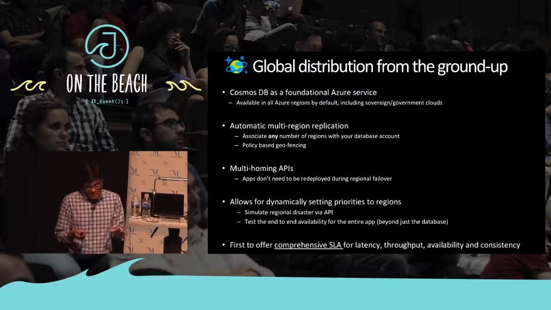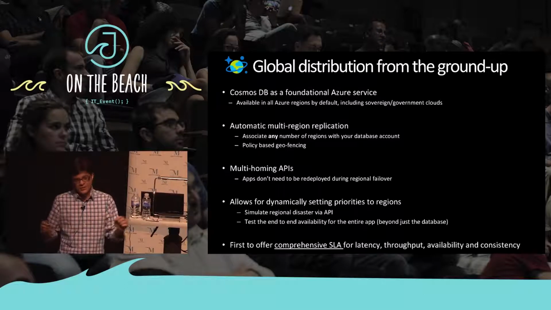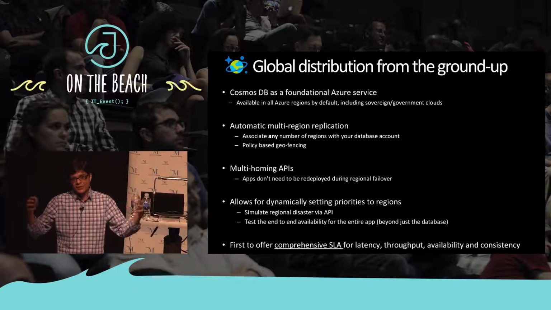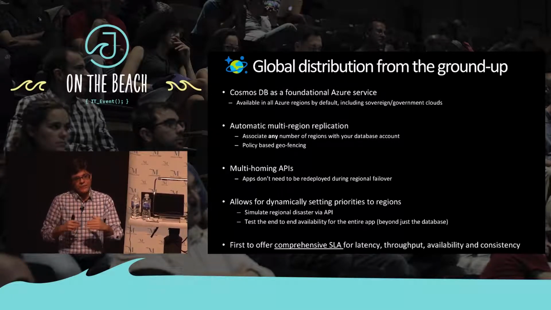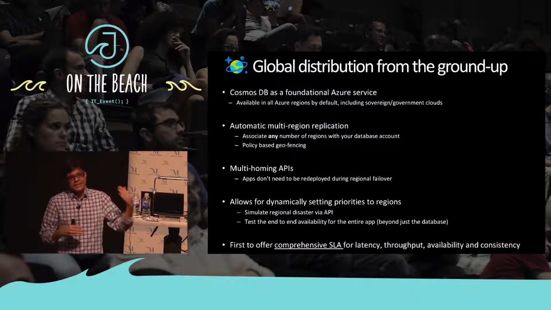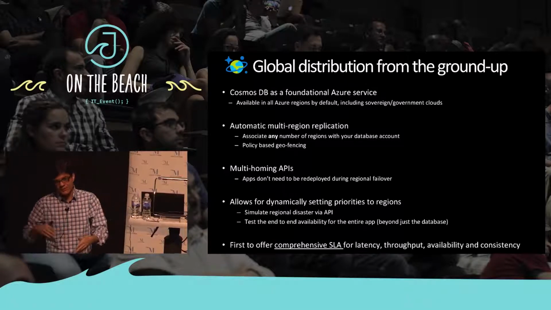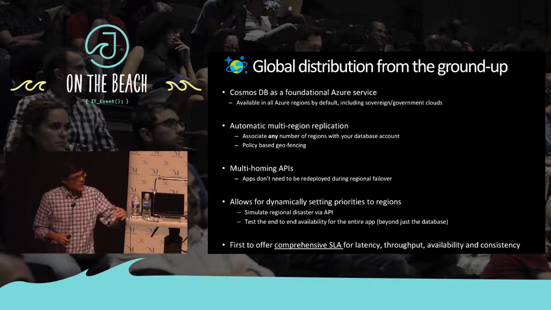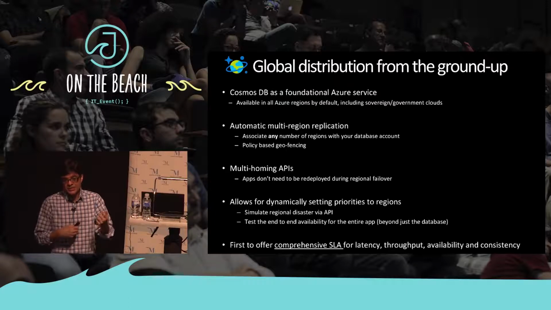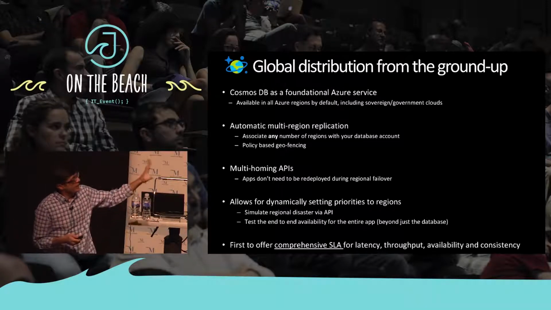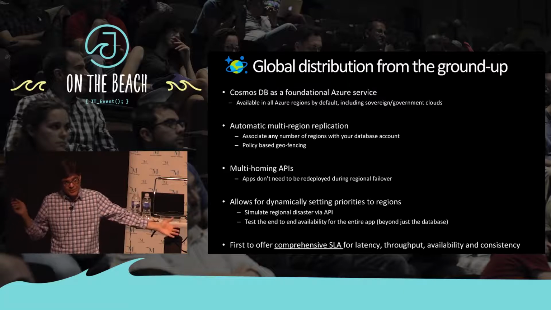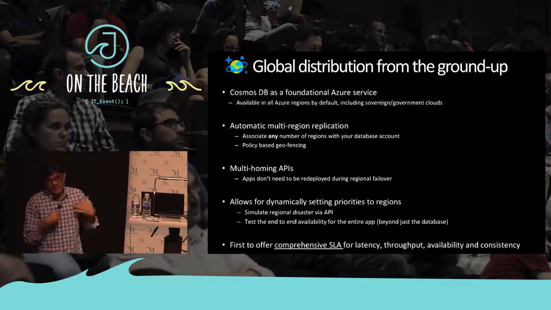We allow developers to change the priorities of the regions. So you can associate any number of regions with your database or your table, and then you can assign priorities to it. So you can say that US East is my number one priority, followed by US West, followed by South Central, followed by North Europe, and so on. Whenever disasters or failures happen, we transparently fail over in the order of priorities. You can change the priorities at will, and you can test the entire end-to-end availability of your application by simulating failovers or disasters.